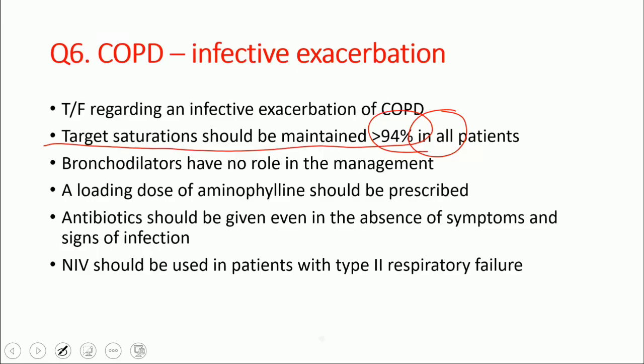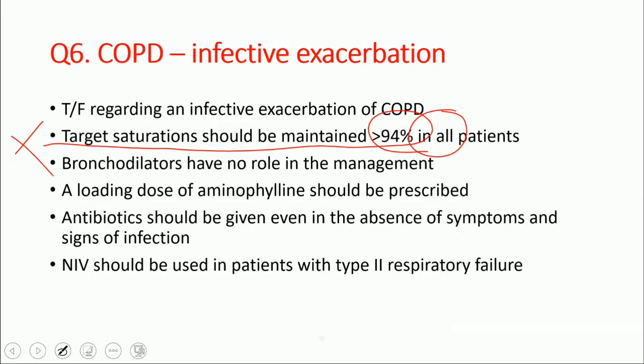So in patients with chronic CO2 retention, which is most of the patients with COPD, at least significant COPD, you maintain a saturation of 88 to 92%. And that is your target. So the first statement is absolutely wrong. If you give these patients too much oxygen, you are removing that hypoxic drive to breathe. Right? So that is a problem.